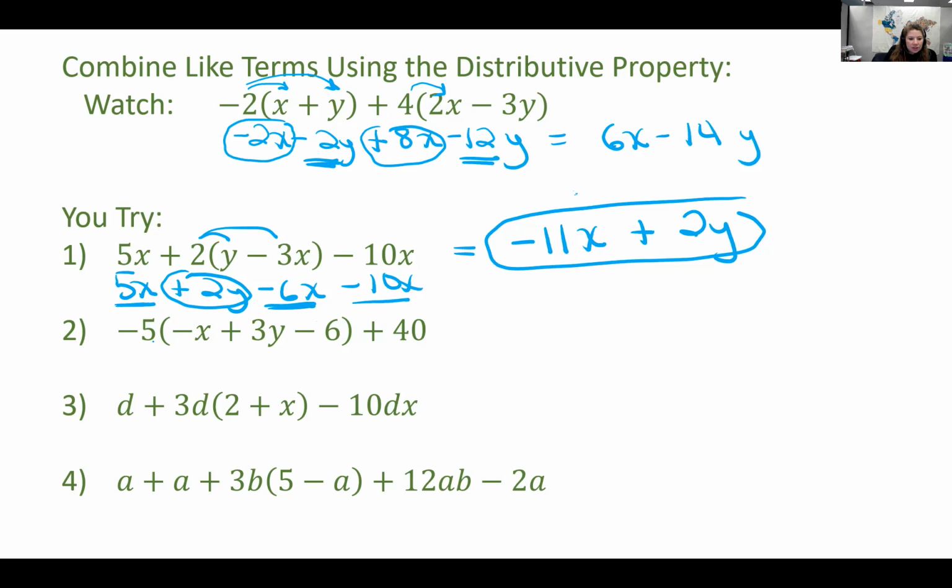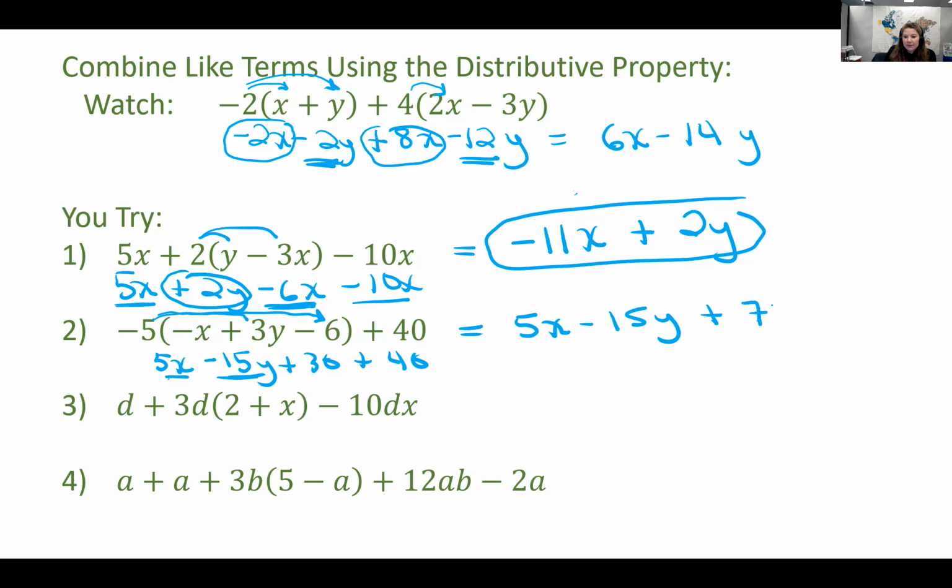All right, let's do number 2. We're going to distribute. A negative times a negative is positive. So negative 5 times negative x is positive 5x. Negative 5 times positive 3y is negative 15y. Negative 5 times negative 6 is positive 30. All right, what do we get when we add them all together? Well, there's no like terms with 5x. There's no like terms with negative 15y. But 30 plus 40 is 70, positive 70. And there's the answer.